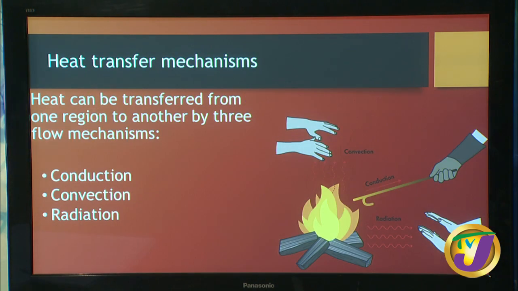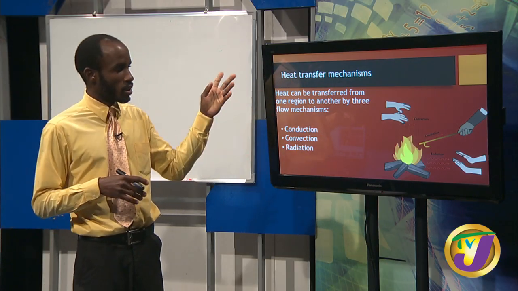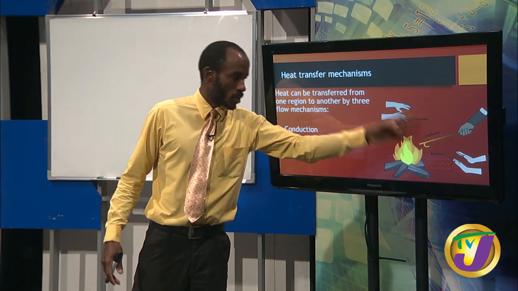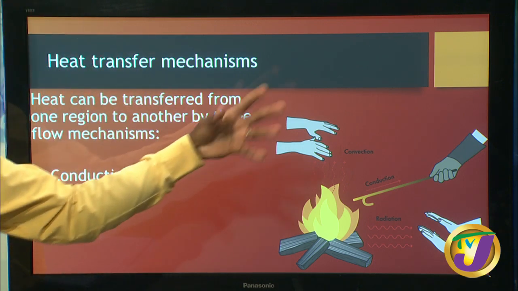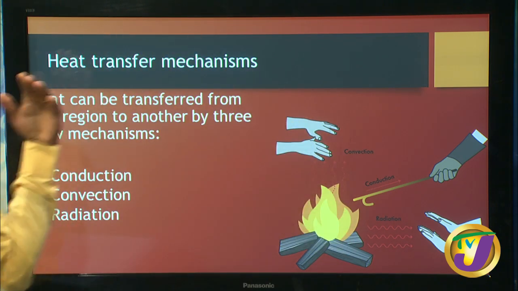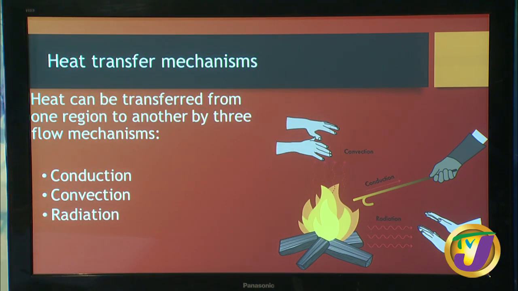Heat transfer mechanisms. Now, heat can be transferred from one region to another by three flow mechanisms: conduction, convection, radiation. And we're going to look at each of the three in a little bit of detail, but just pay attention to the diagram here. All three are illustrated here, and for persons who have been near a fire, or have put something inside of a fire, if it's a metal, you'll know that the metal gets warm. If you put your hand over the flame, you feel heat. When you put your hand near to it or even stand close to a large fire, you'll feel the heat.